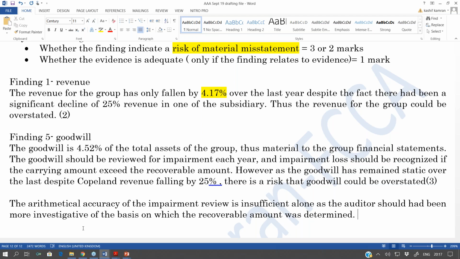Okay, so how many marks am I getting from this last statement, that the arithmetical accuracy of the impairment review is insufficient alone, as the auditor should have been more investigative of the basis? I'm getting an extra 1 mark. So in total, how many marks did I get from finding four? Five, four. So out of the total 18 marks, how many marks have I gained so far? Six. So are you getting the track? Let's do one more example, so we get more marks, and then the rest of the question you can continue yourself. So are you getting some sense of this question?